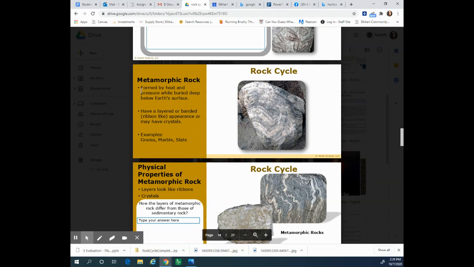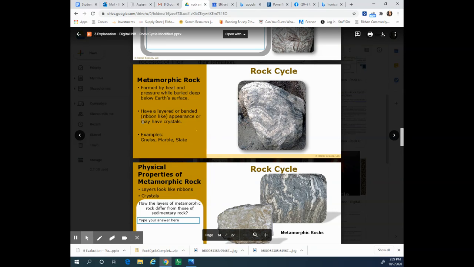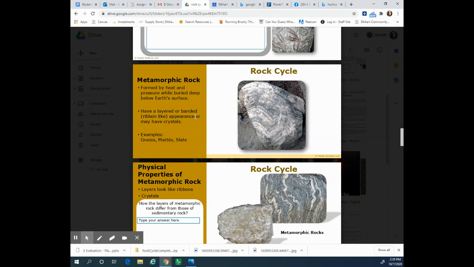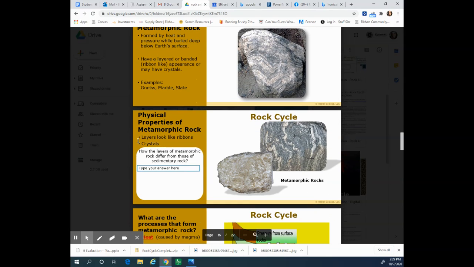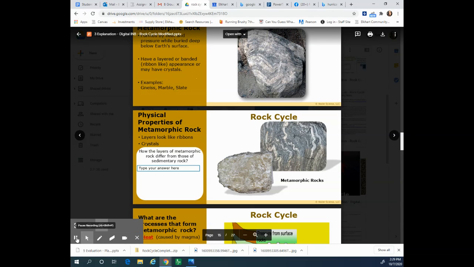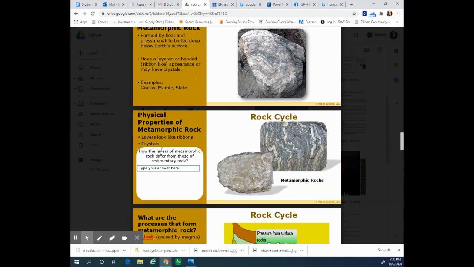Metamorphic rock is formed by heat and pressure while buried deep below the Earth's surface. It has a layered or banded, ribbon-like appearance or may have crystals. Examples of metamorphic rock are gneiss, marble, and slate. Physical properties of metamorphic rock: layers that look like ribbons, and crystals.